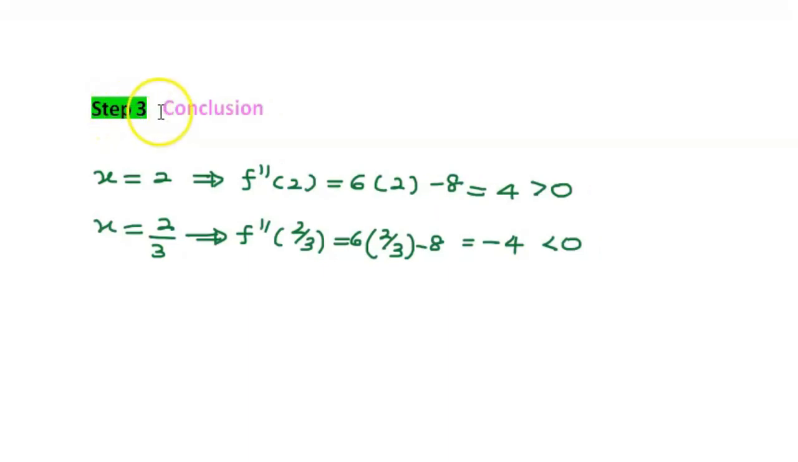Finally, we are in step 3 to make a conclusion. As we saw in step 2, for the critical number x = 2, f''(2) is a positive number. When this value is greater than 0, a positive number, we will say the coordinate involved, which is (2, 0), is a minimum point.